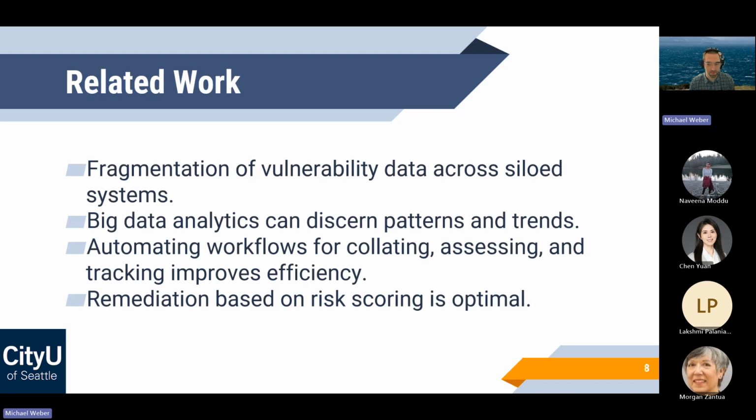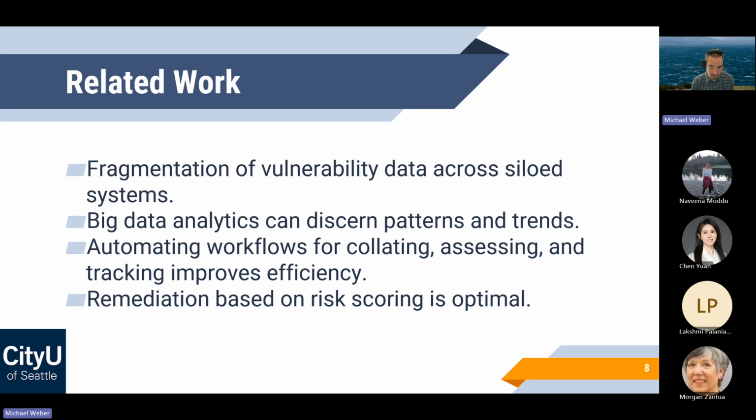Oops, went too fast. Numerous studies have investigated the challenges posed by the fragmentation of vulnerability data and explored potential solutions. Researchers have applied big data analytic techniques to process and analyze these vast amounts of vulnerability data from various sources, enabling the identification of patterns, trends, and correlations. The approach helps organizations make more informed decisions regarding their risk prioritization and follow-on remediation strategies.